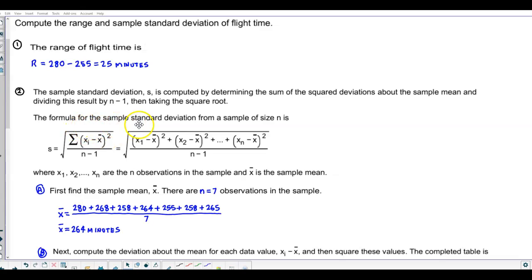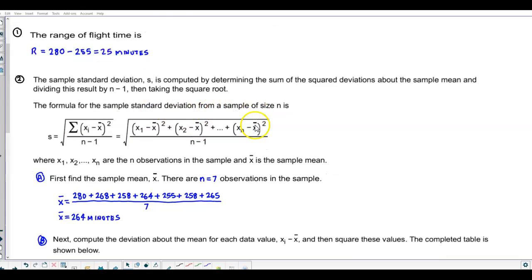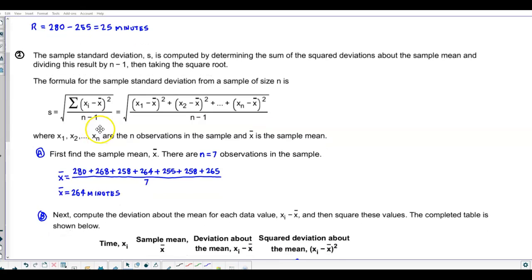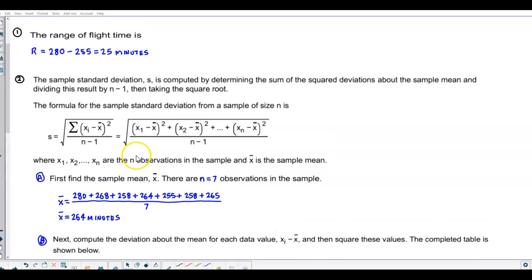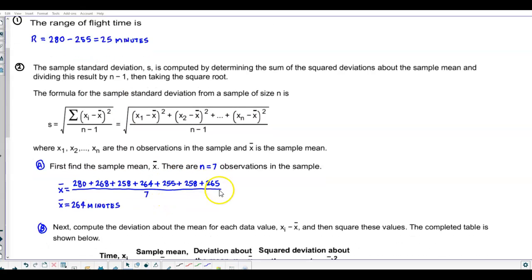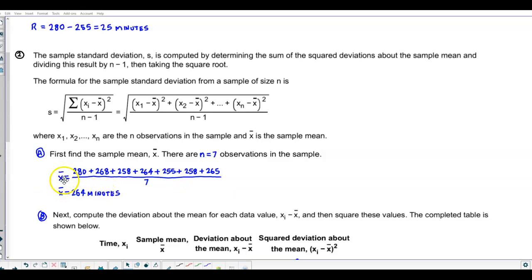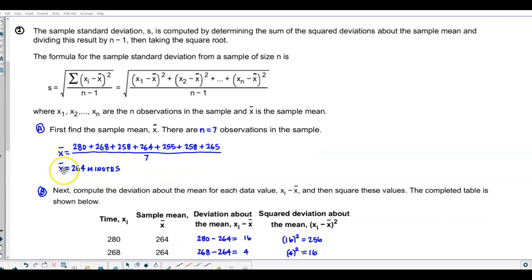So the formula for the sample standard deviation from a sample size of n is the following, where x1, x2, and xn are the n observations in the sample, and x bar is the sample mean. The first thing we need to do is find the sample mean of the data that's given. We know that there are n equals 7 observations. So to find the sample mean, x bar, we add up the 7 observations and then divide by 7. Therefore, x bar, the sample mean, is 264 minutes.